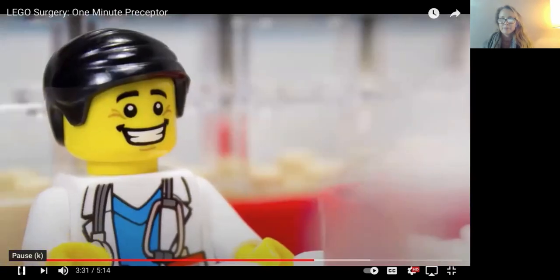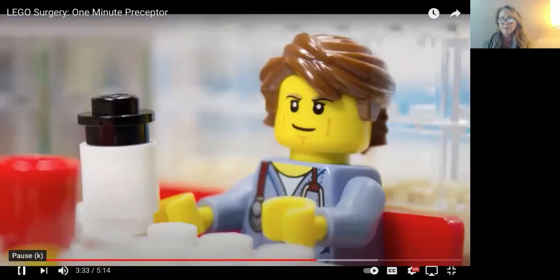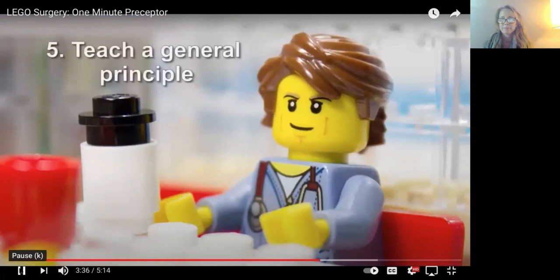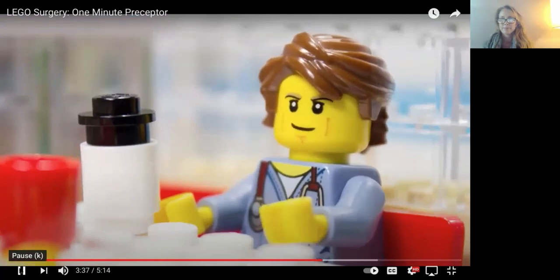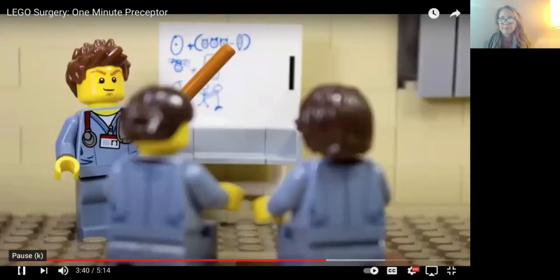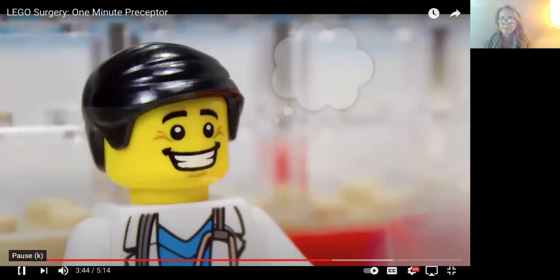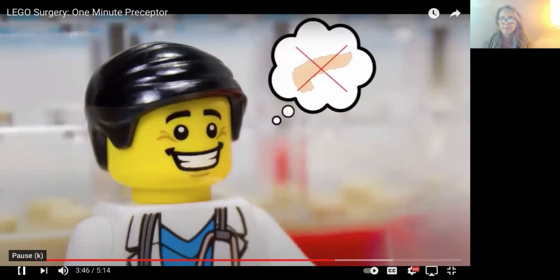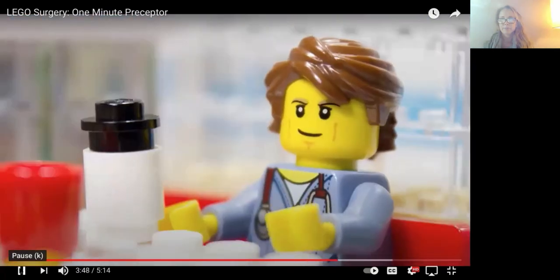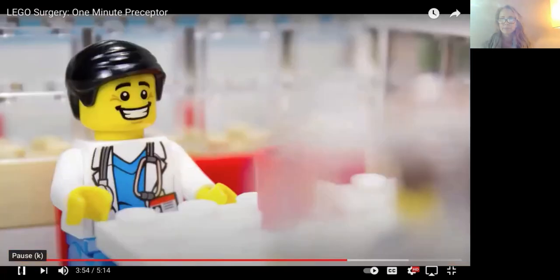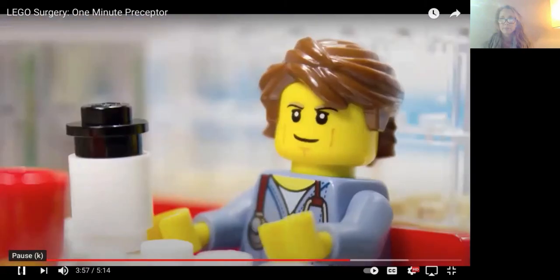Just breathe. Is our minute almost up? Almost. Step 5 is teach a general principle. For each case you see with a student, give them 1 pearl, like a general point that applies to most cases. Cool, a teachable moment: don't mess with the pancreas. Something like that, or always check for hernias on the abdominal exam. Make sure to check the lipase for every acute abdomen. Okay, I can do that. That's it. We're done. Next patient, please.